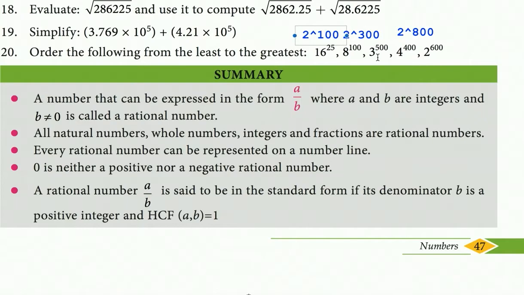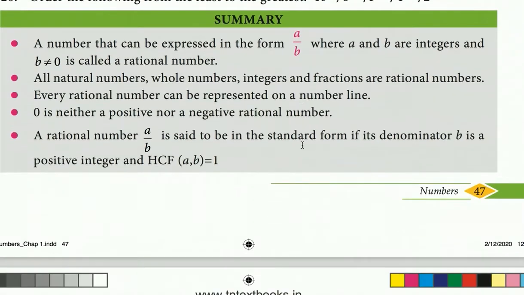I suppose there is a printing mistake there. It is not 3 power 500, it is 2 power 500. Then you can easily arrange. See, everything is base 2 only. Why all of a sudden would you get 3 there? So that is a printing mistake. So let's leave 3 power 500. You can put it in ascending order.